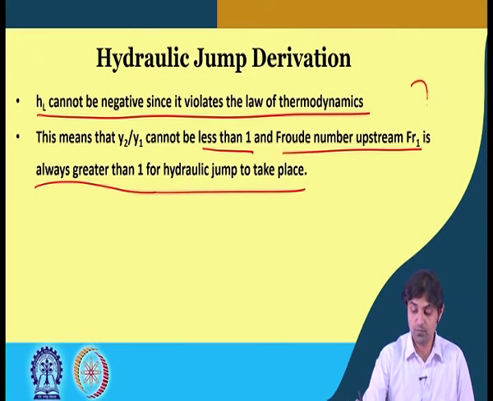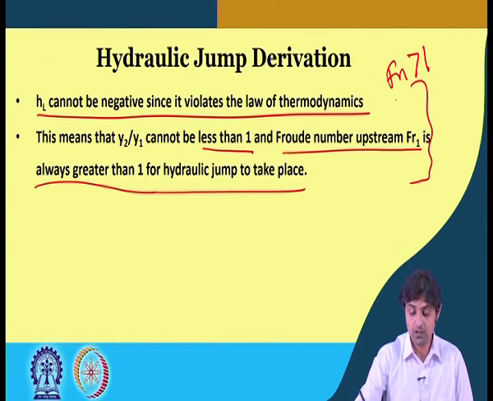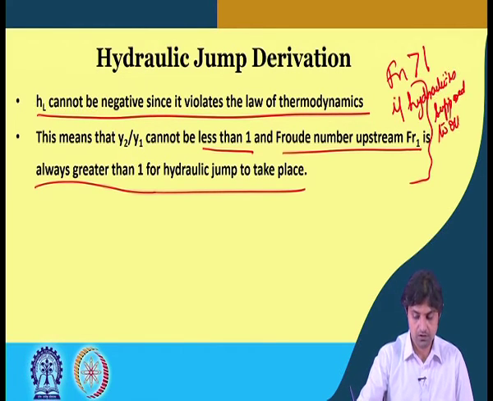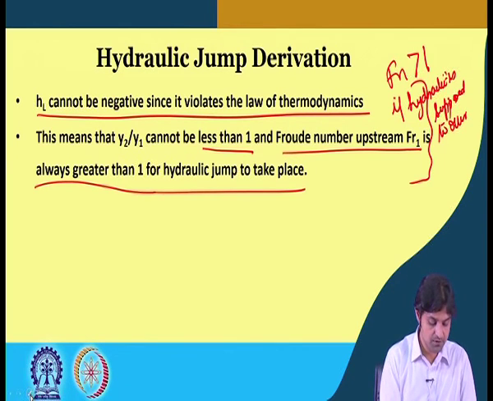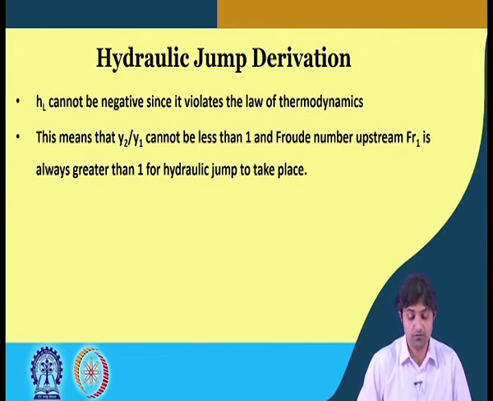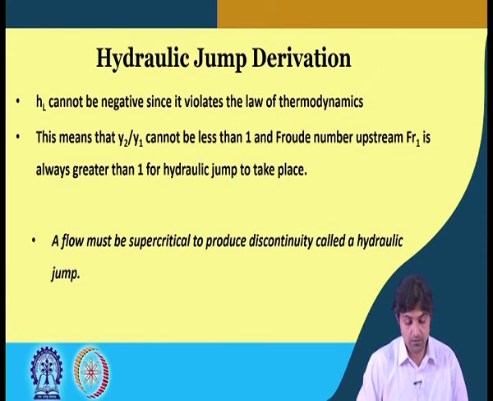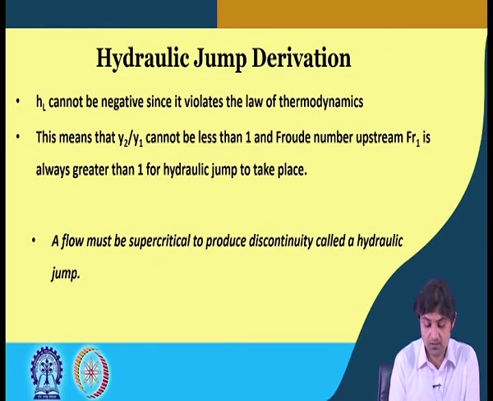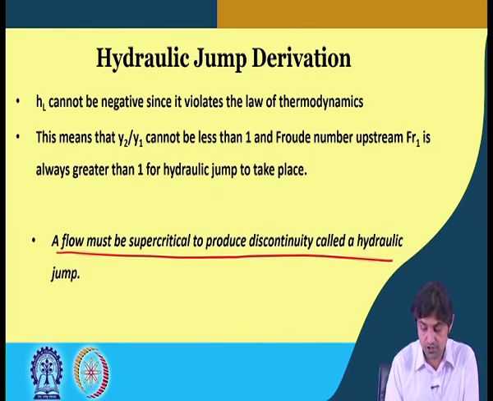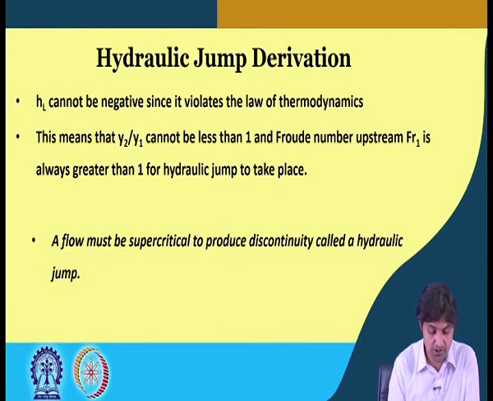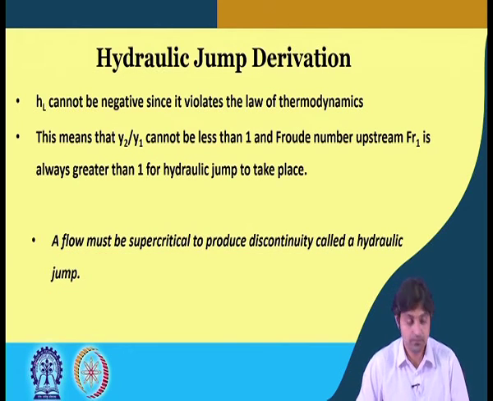So, the important message that you must remember is that the Froude number at section 1 will always be greater than 1 if a hydraulic jump is supposed to occur. So, if the Froude number is less than 1 upstream, there is no way a hydraulic jump will ever occur. Okay. Therefore, the flow must be supercritical to produce the discontinuity called a hydraulic jump, a very important conclusion. Okay.